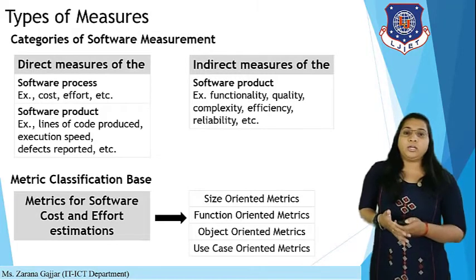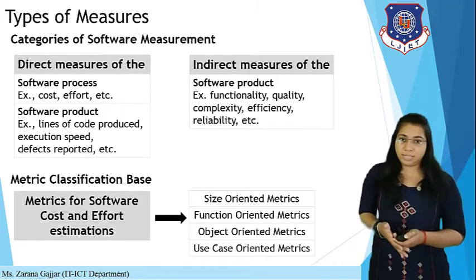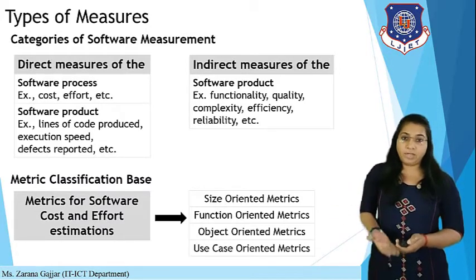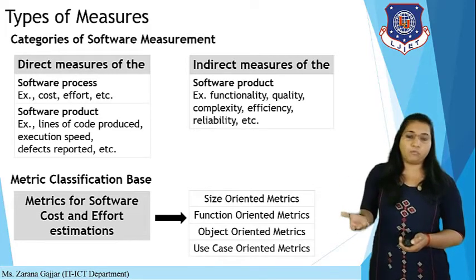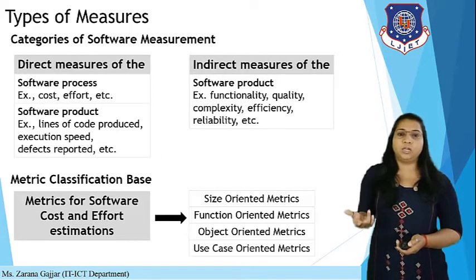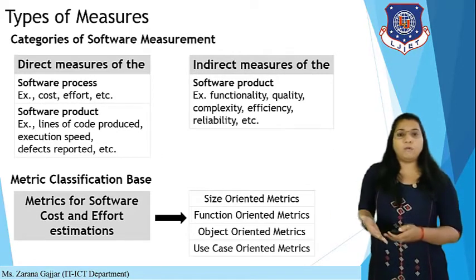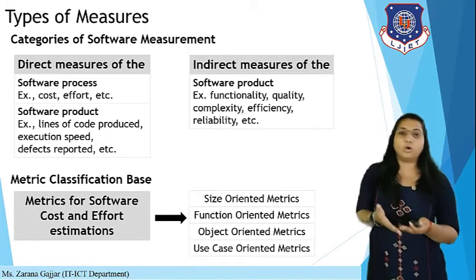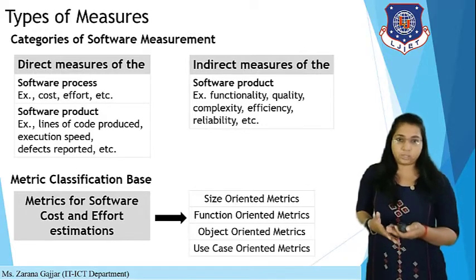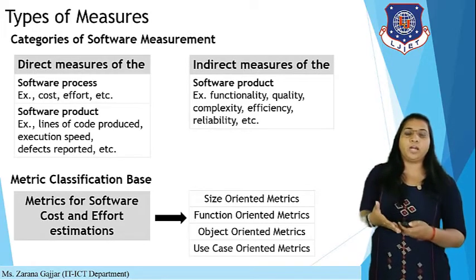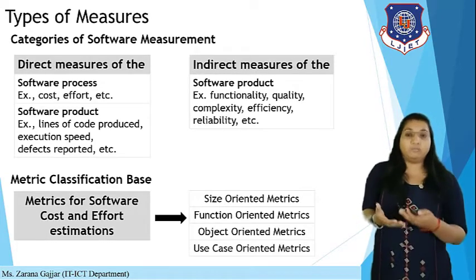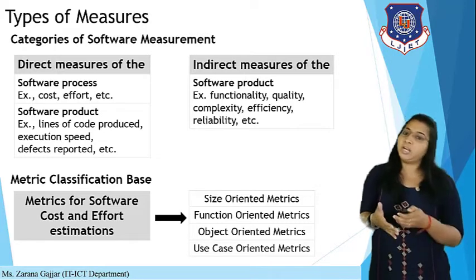So what are the categories of software measurement? In the previous lecture, we already discussed direct and indirect metrics. Direct measures of the software process and of the software product refer to immediately measurable attributes. For example, LOC, meaning lines of code. In the software process, you can calculate cost and effort. Similarly, for the software product, you calculate the lines of code produced for a particular software, the execution speed, and the defects in that particular application, etc.